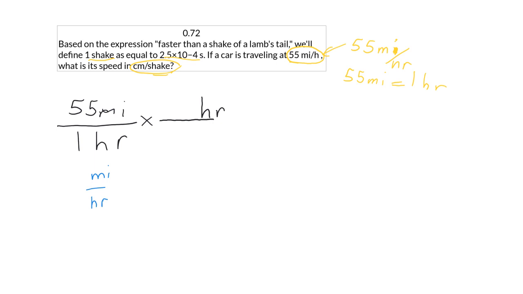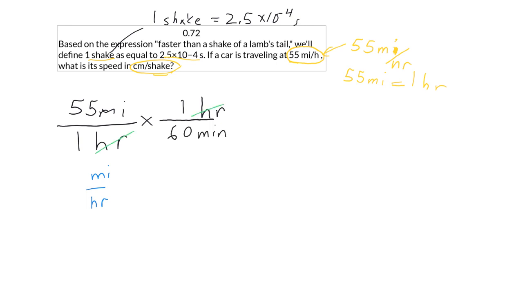What do I know the relationship between? Well, I have a relationship up here that says a shake is equal to 2.5 times 10 to the negative fourth seconds. So if I can change hours into seconds, then I can get to shakes. So let's go about this. If you know that there are 3,600 seconds in an hour, good for you. You can do it in one step, but I'm going to pretend we don't know that. So we're just going to go, 1 hour is 60 minutes.